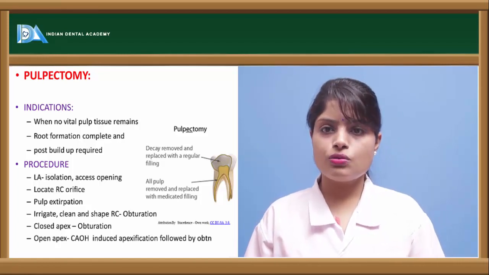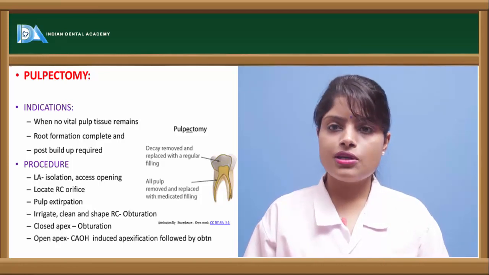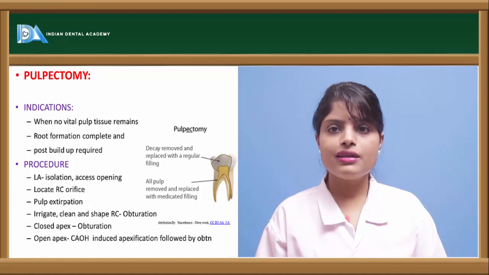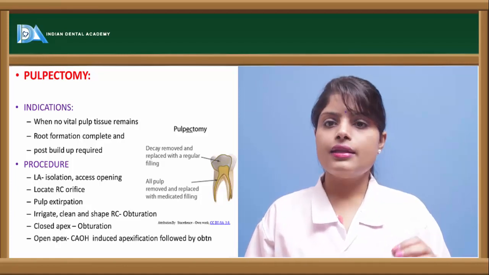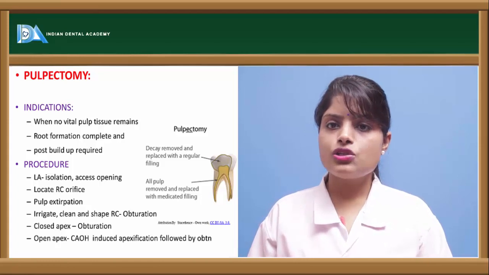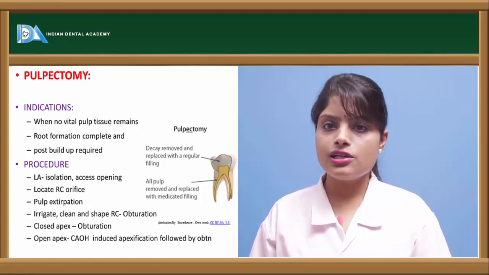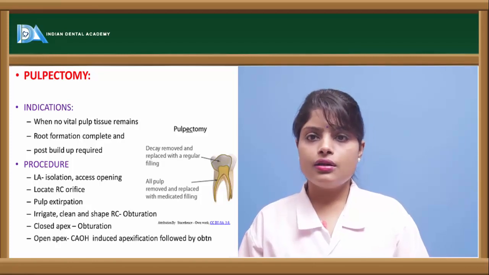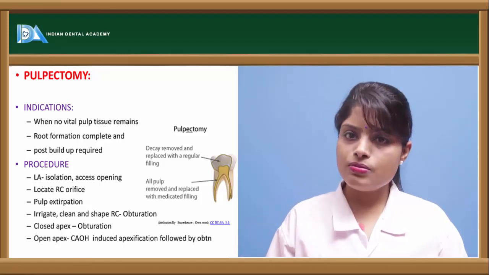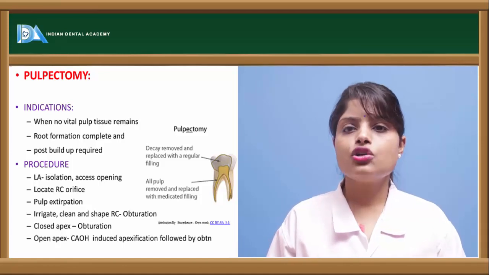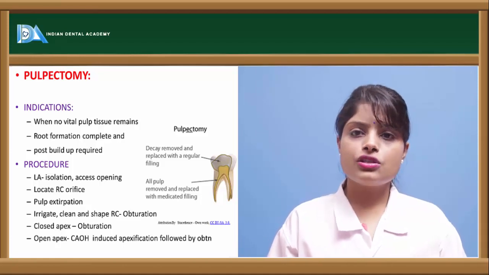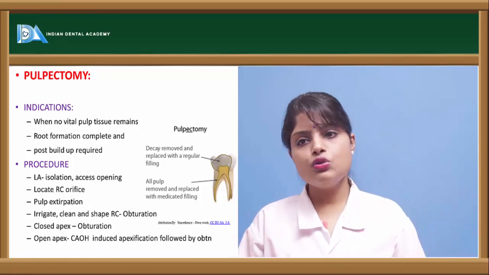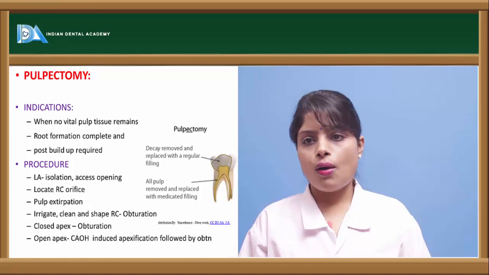Proper access opening should be done. The entire coronal pulp chamber should be extirpated. Any pulpal debris should be flushed out by means of irrigating solutions. Then proper biomechanical preparation of the canals should be done after location of the canal, and the irrigation should be done. Finally the canal should be obturated by means of a resorbable material like Metapex or Vitapex or zinc oxide eugenol, which are used for obturation.